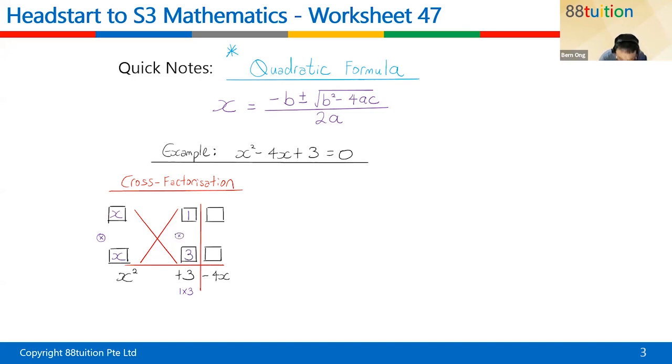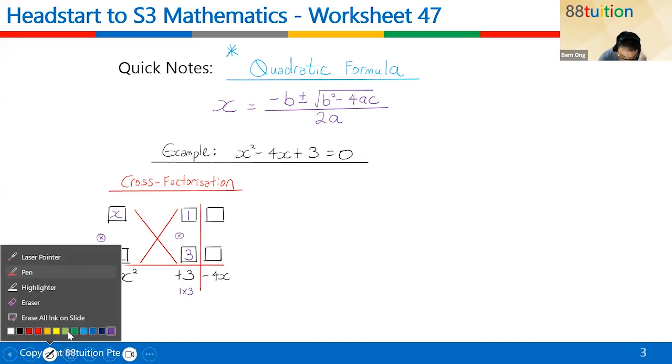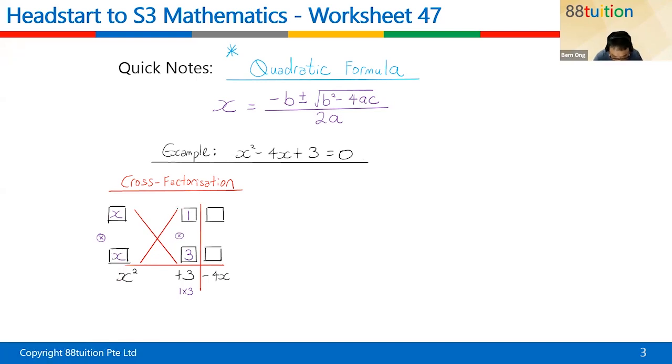1 times 3. Next, you do a crisscross down here. X times 1 is the 1x, so you put a 1x down here. Then after that, you do another crisscross. X times 3 is a 3x, so you put a 3x down here.